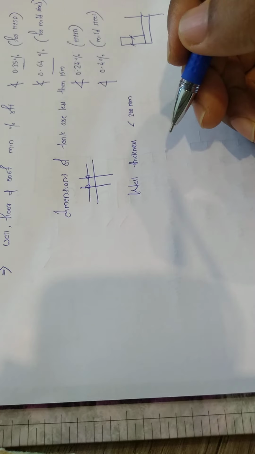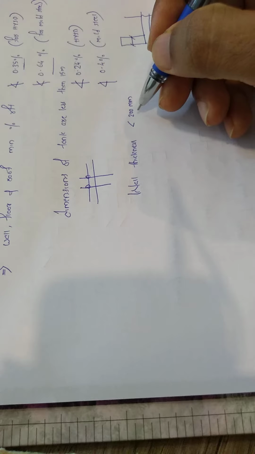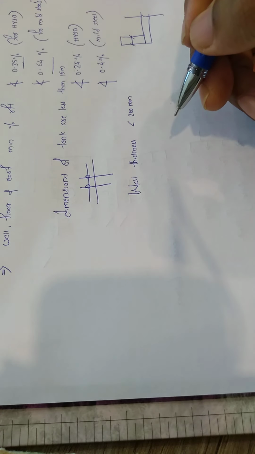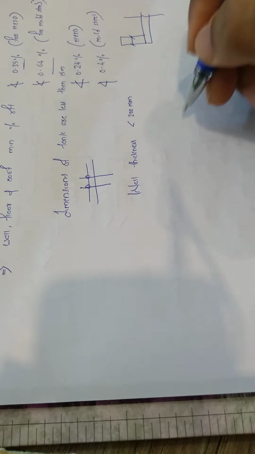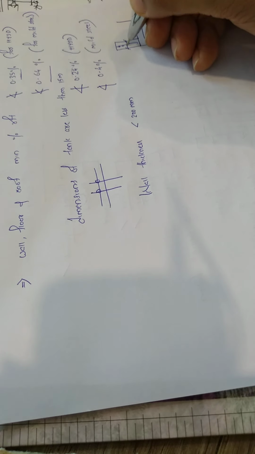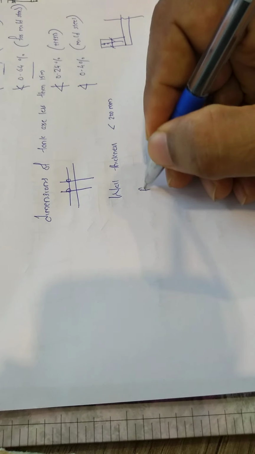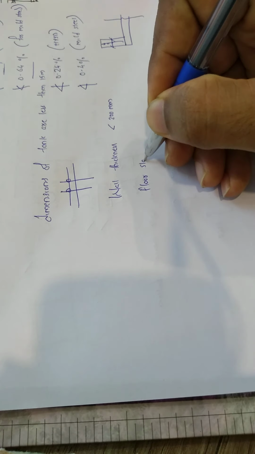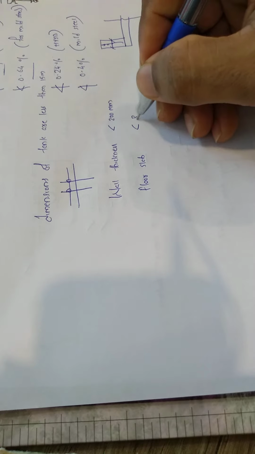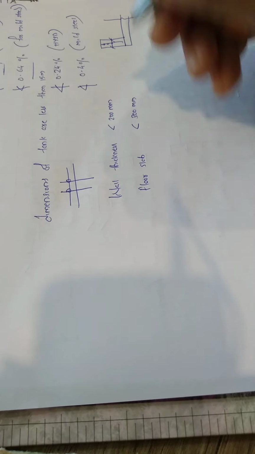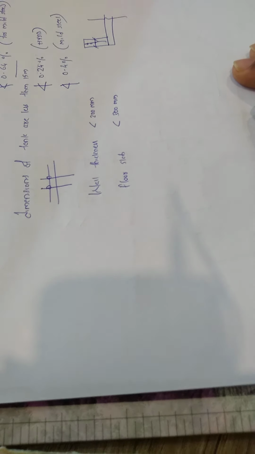Again, the wall thickness we have discussed, like less than 200 mm, we have to provide only a single layer of reinforcement, and if it is greater than 200 mm, then we can go for 2 layers of reinforcement. In case of floor slab, if it is less than 300 mm thickness, then we need to provide only 1 layer of reinforcement.